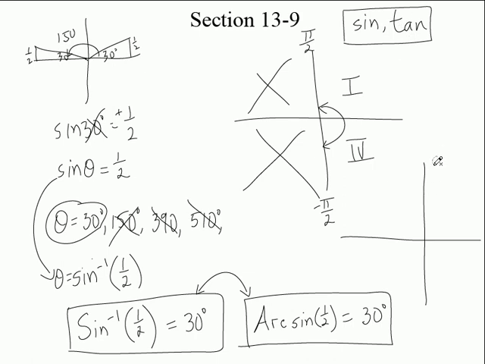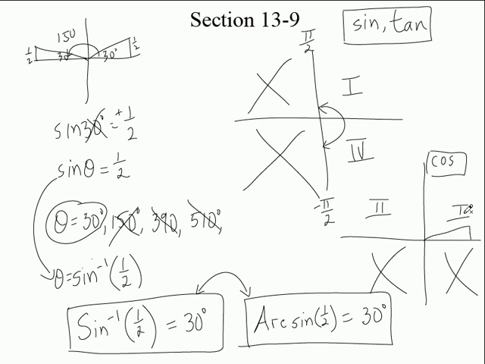Just real quick, before we move on to the next slide, let's do the restriction for the cosine. All right, so this is the restriction for the cosine. We're only going to deal with the first and the second quadrant. We're not dealing with the third. We're not dealing with the fourth. Let's see why. Let's just use 30 again since we've been talking about 30. What's the cosine of 30? It's the square root of 3 over 2.